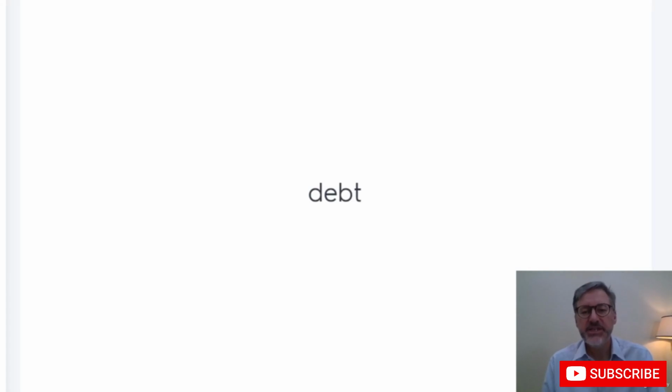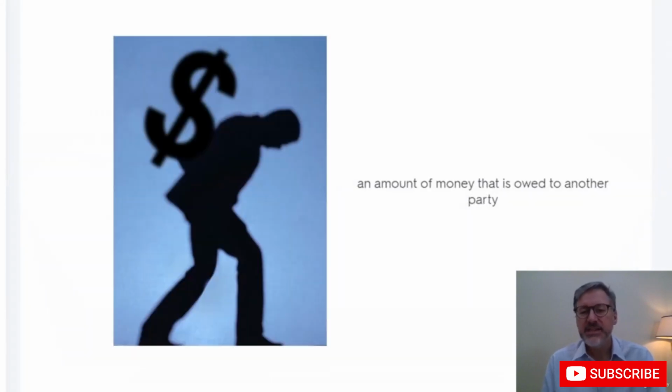The next word is debt. Debt is an amount of money that is owed to another party. Money you must pay to some business or some person. It's a liability. We will look at liability a bit later.